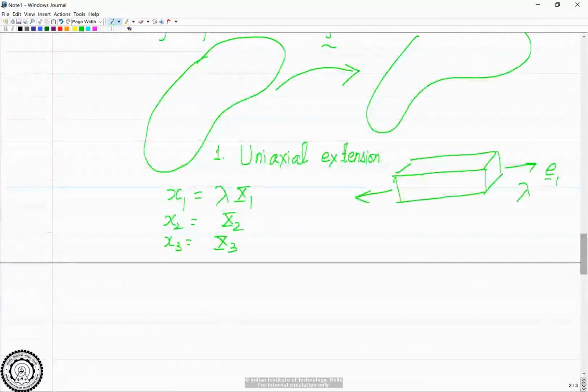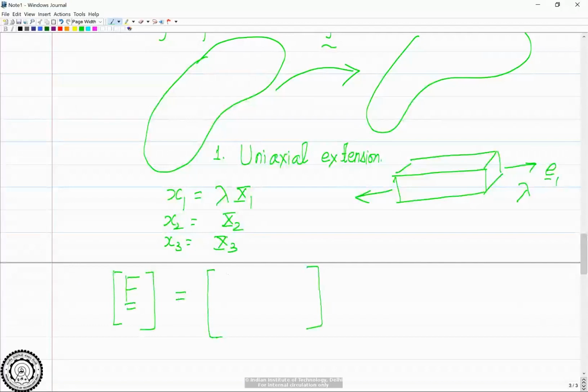Okay. Now try to find out the deformation gradient matrix. Can you see how it looks? So this is going to look like lambda 1 1 0 0 0 0 0 0. Do you agree with me?